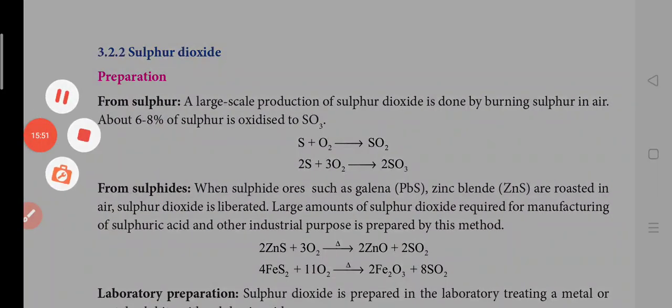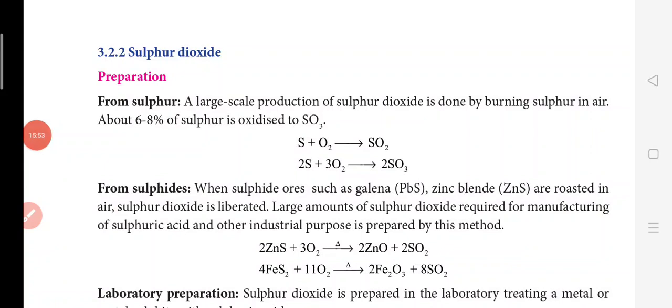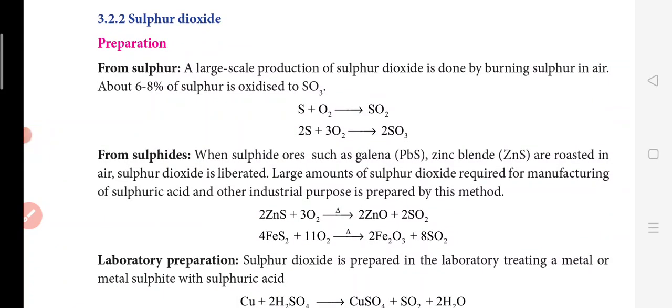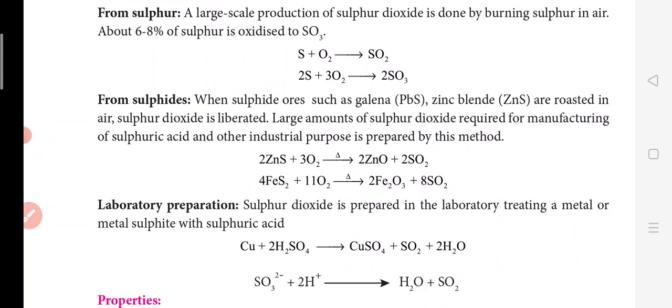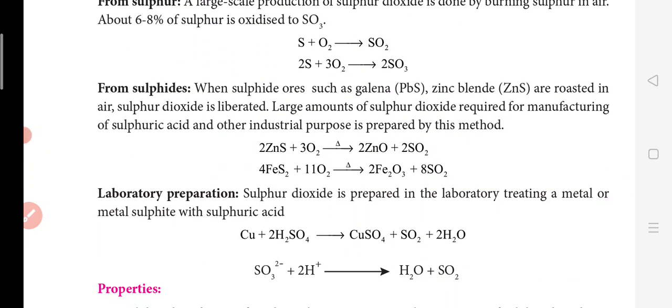Finally, moving on to sulfur dioxide. How is this prepared? From sulfur, it is reacted with oxygen to give sulfur dioxide, and with 3 molecules of oxygen to give sulfur trioxide. And from sulfides: when sulfide ores such as galena, that is PbS, lead sulfide, and zinc blende are roasted in air, sulfur dioxide is liberated.